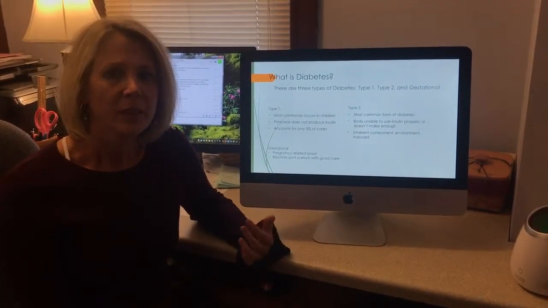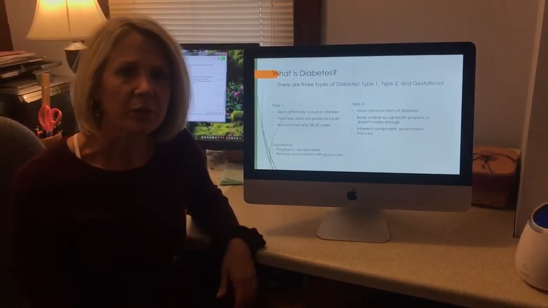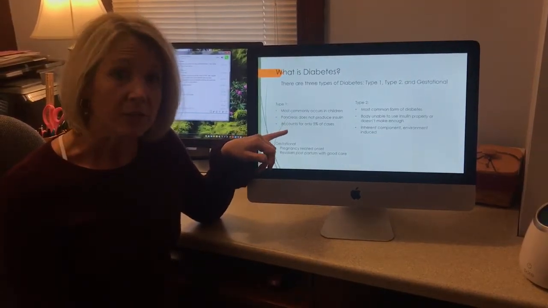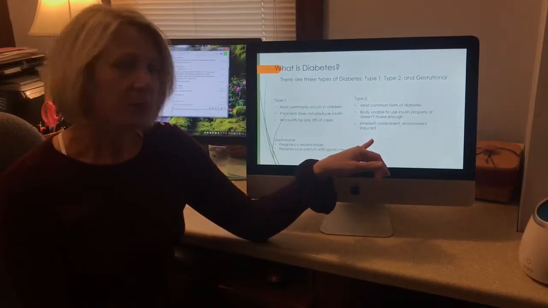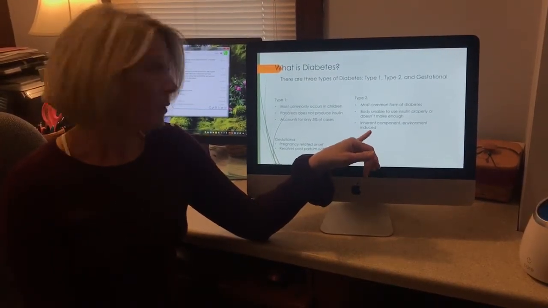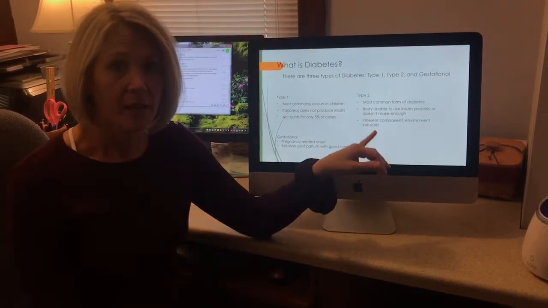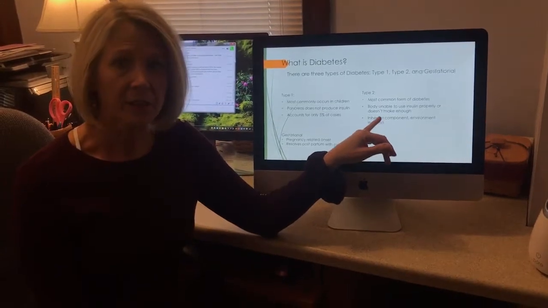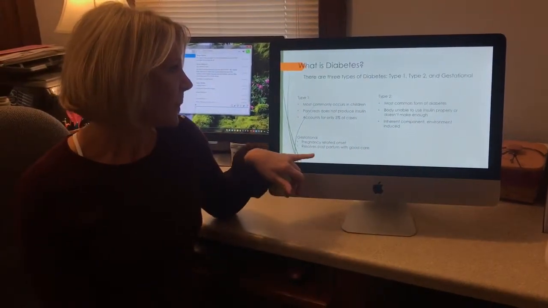There are 3 types. Type 1 diabetes is less common, occurs mostly in children, and has a definite genetic component. It only accounts for 5% of the cases, so you can see it's a very small percentage. Type 2 diabetes far outnumbers type 1 and gestational, and is the most common form of diabetes. This is the one we're going to talk mostly about. This is the one we can definitely make an impact on as far as quality of care.